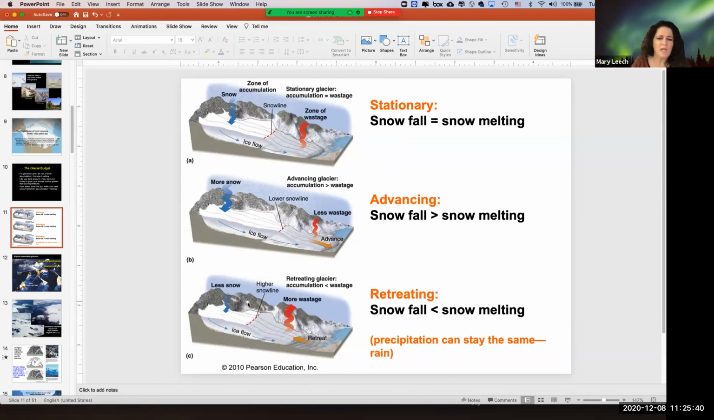If it's retreating, then you have less snowfall up here and the glacial ice is actually moving back. So that line where the terminal moraine is, it pulls back and it leaves behind a number of terminal moraines that you can see and follow its progression. Today, you might look at a glacier that's still high up in the mountains and see the evidence that it was down where you're standing, like looking at the moraines themselves.